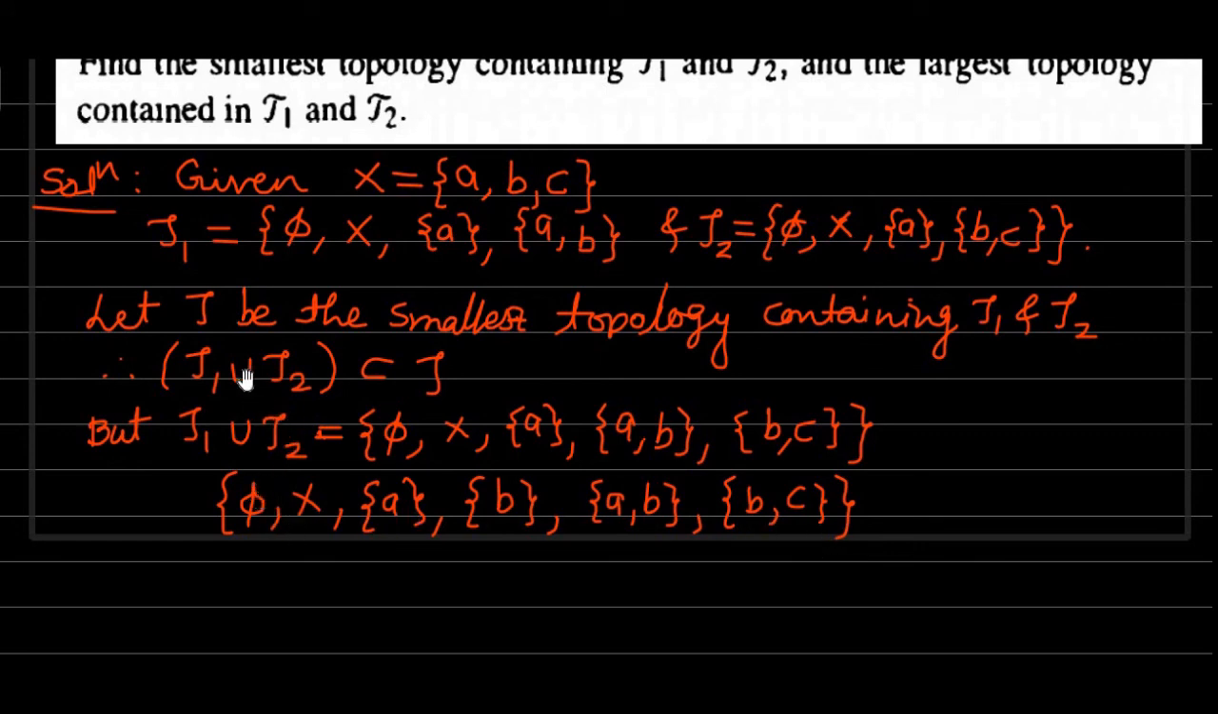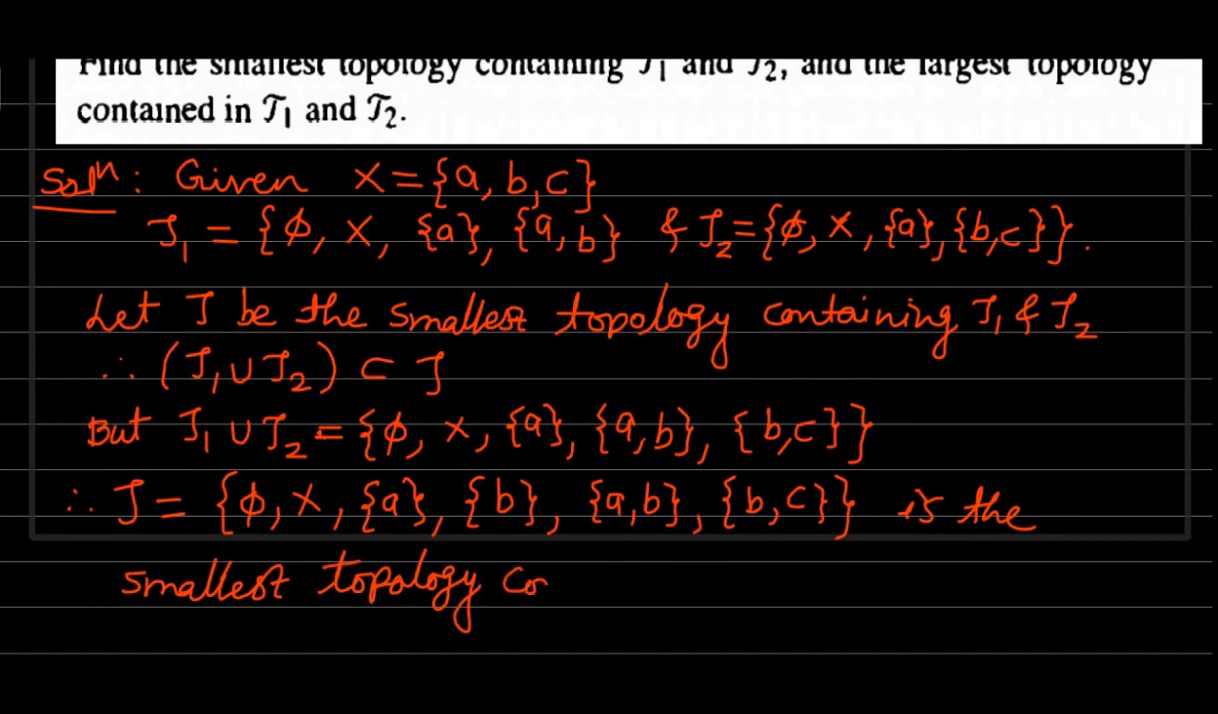And as this collection contains Tau1 and Tau2 and it is obtained by inserting only one additional member in the Tau1 union Tau2, therefore this is our required topology. Therefore, Tau, which is equal to this collection containing members empty set phi, the complete set X, singleton set {A}, singleton set {B}, 2-point set {A, B} and 2-point set {B, C}, is the smallest topology containing Tau1 and Tau2. So like such we have solved the first question of this example.